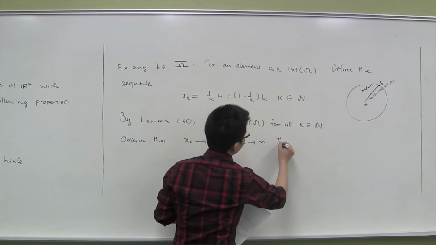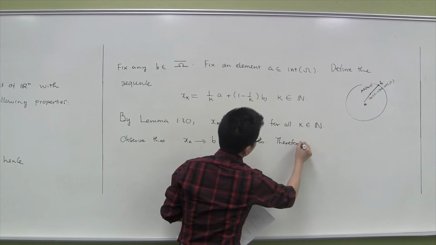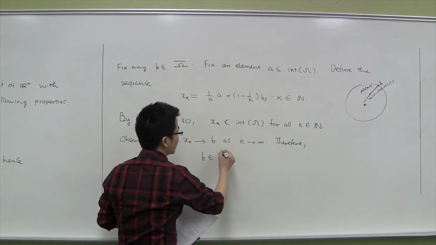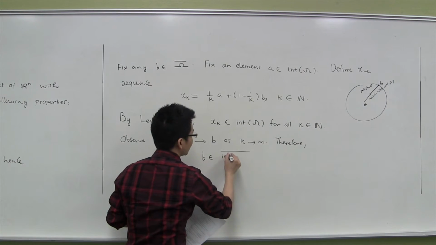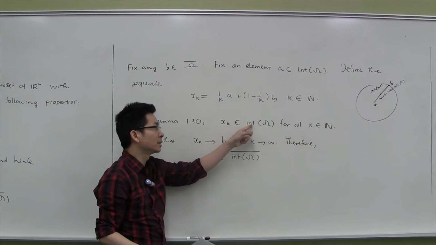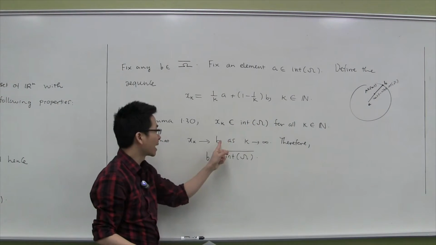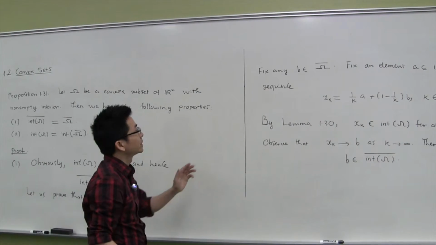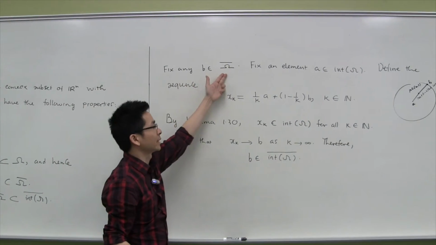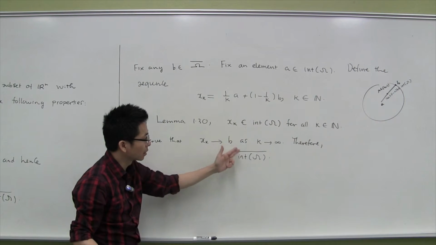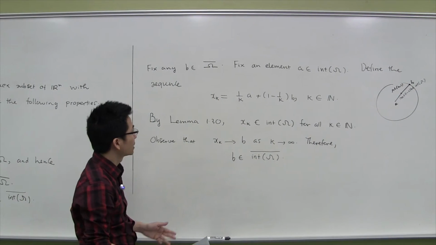Therefore, b belongs to the closure of the interior of omega, because we can find a sequence in the interior of omega that converges to b. So here we take any b in the closure of omega, and we have showed that b belongs to the closure of the interior of omega.